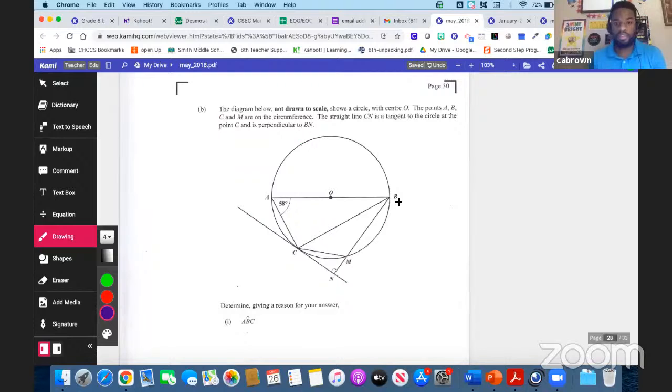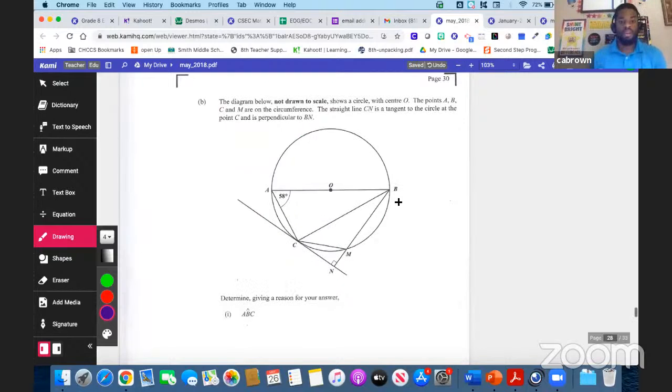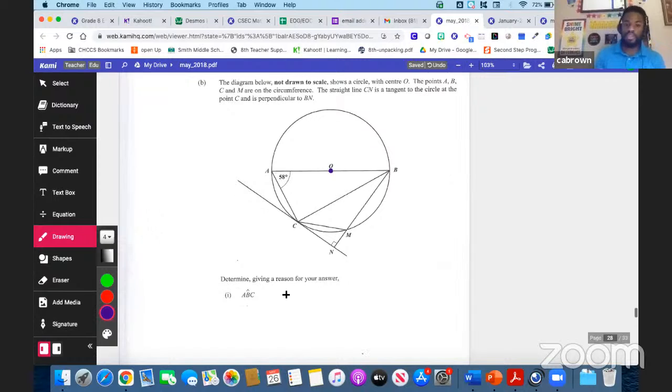All right, now we have circle theorem. The diagram below, not drawn to scale, shows a circle with the center being O right here. Points A, B, C, and M are on the circumference. Here you can see them right there. The straight line CN is a tangent at the point C and is perpendicular to BN. It says, determine, giving reasons for your answer, angle ABC.